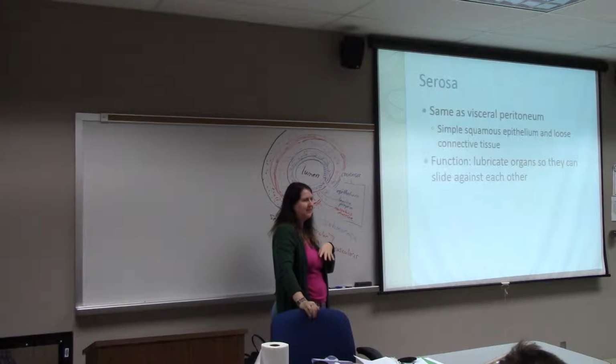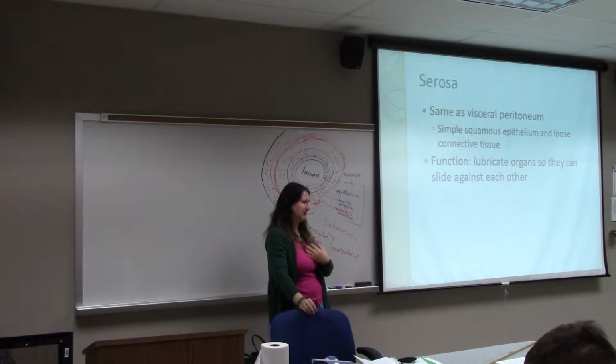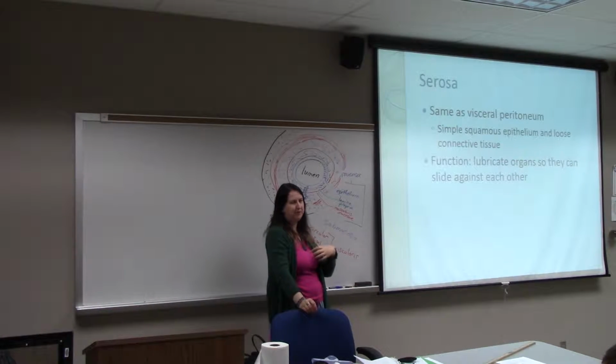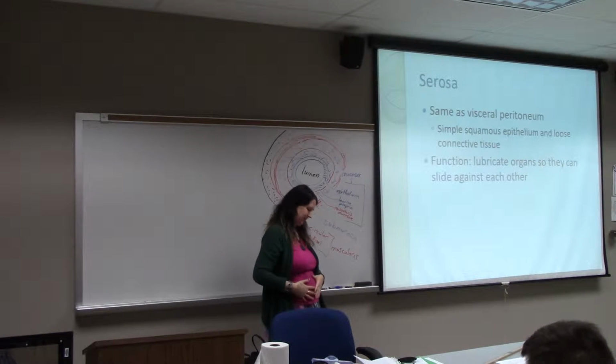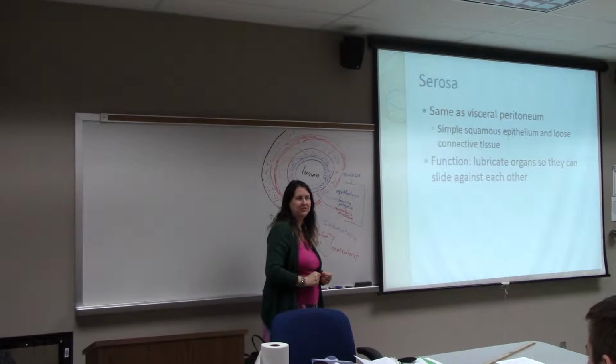There are some parts of the digestive tract that don't have a serosa, like the esophagus, because it's in the thoracic cavity, but behind the pleura and pericardium, and it just has connective tissue holding it in place. But most of the small and large intestine has some serosa.